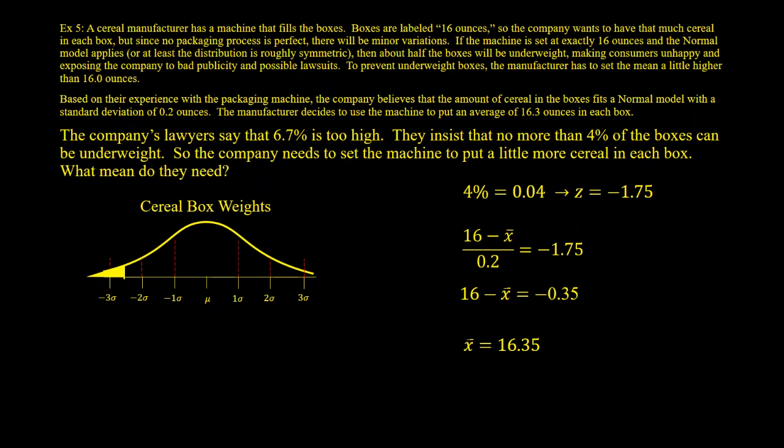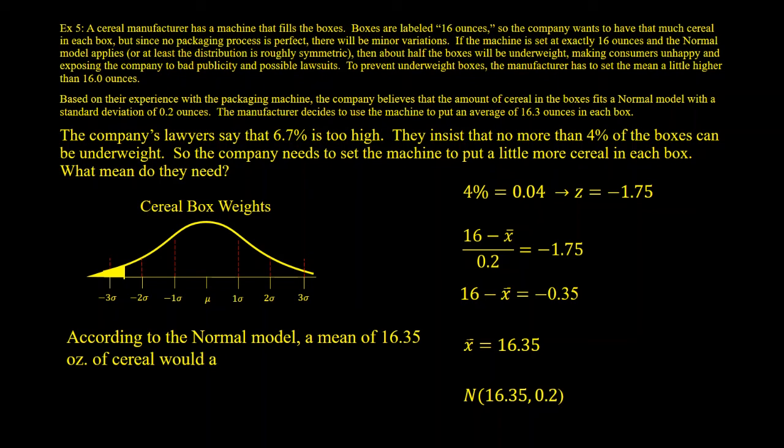So our model is N(16.35, 0.2), mean of 16.35, standard deviation of 0.2. According to the normal model, a mean of 16.35 ounces of cereal would allow us to produce less than 4% of all boxes of cereal that are underweight.